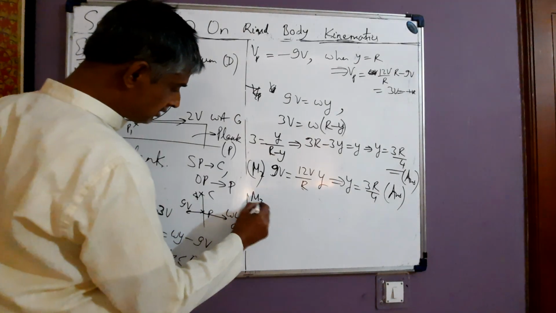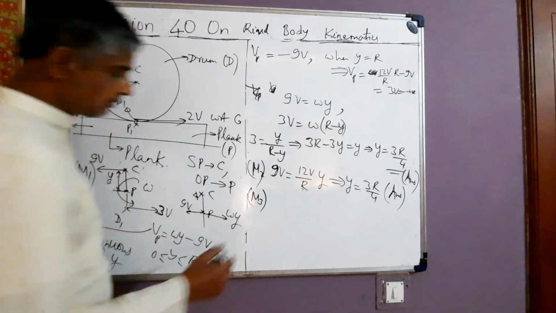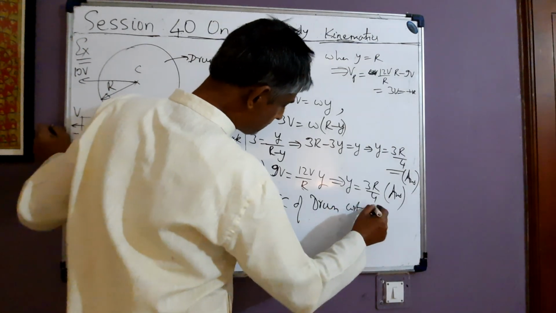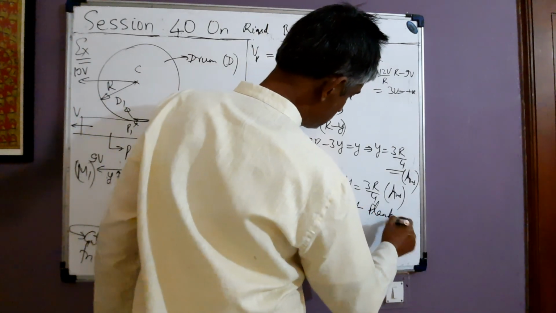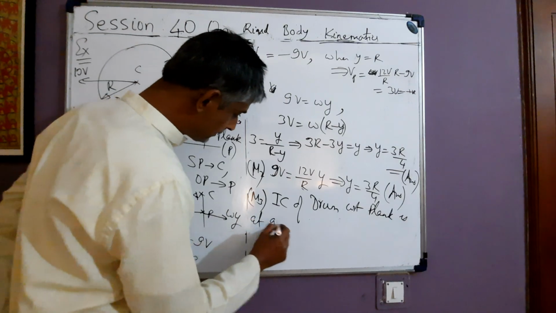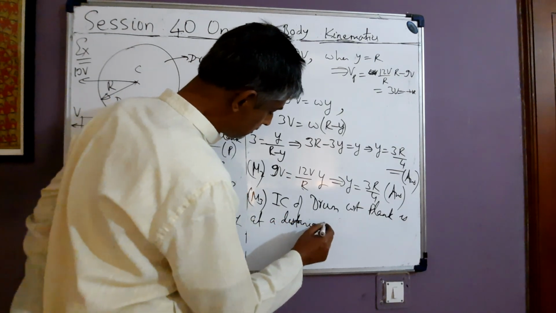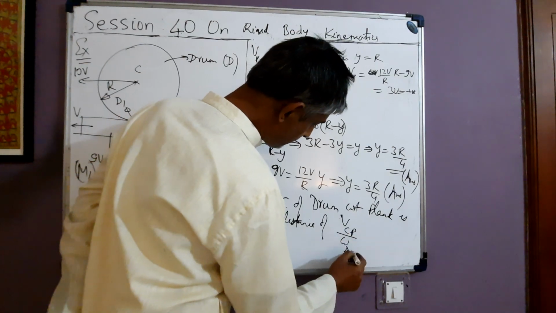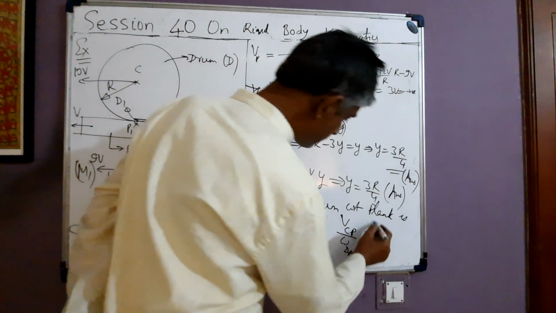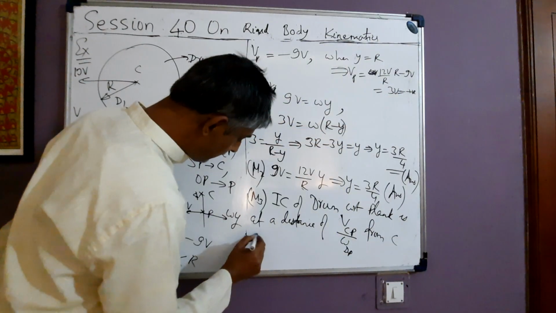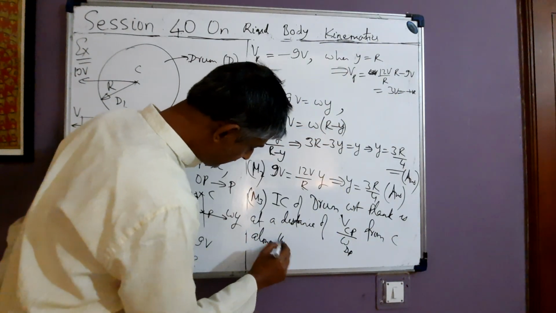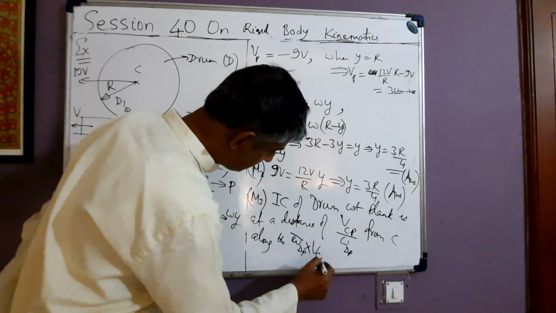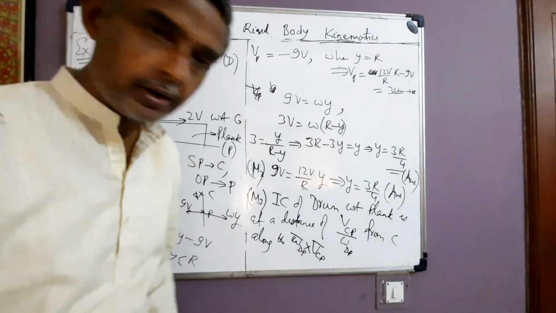Now, third method. I use that concept. The IC of drum with respect to plank is at a distance of VCP by omega DP from C along the vector omega DP cross VCP. This concept I use. Alright, fine.